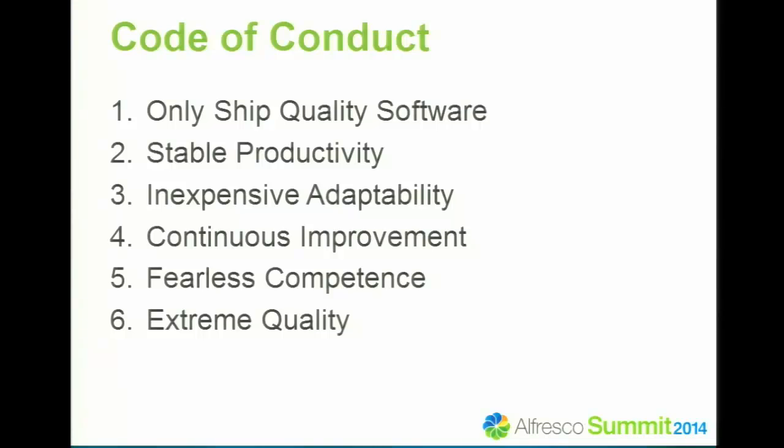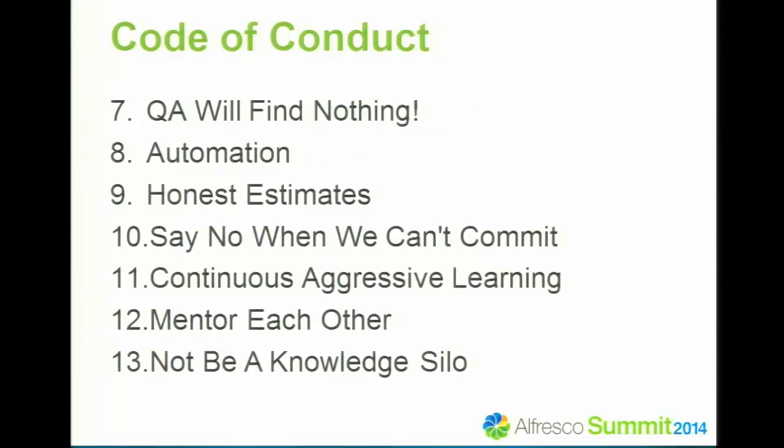For best practices or a code of conduct, there should be something for developers to follow. Things like only ship quality software. Don't push out something if you know there's bugs in it. Just fix it. Extreme quality. There's one that our QA guy likes a lot, that QA should find nothing. It may not be real world, but that's what developers should strive for. Your code should be so clean that you don't expect QA to find any bugs with it. You expect them to find requirements issues, maybe.